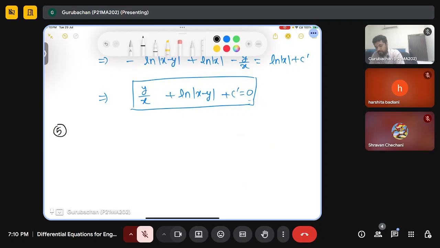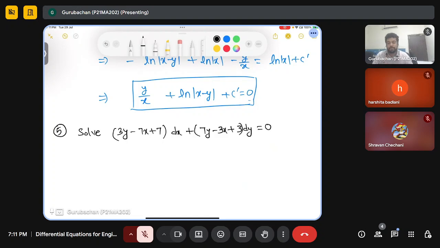Question number 5. Solve (3y minus 7x plus 7) dx plus (7y minus 3x plus 3) dy is equal to 0. Try this one. This is similar to the fourth question, so you can do it easily.